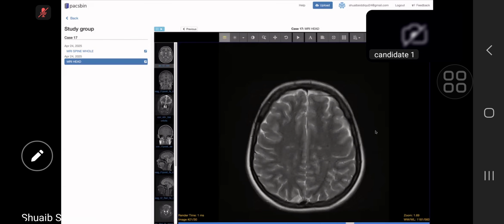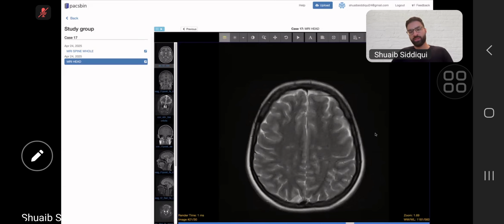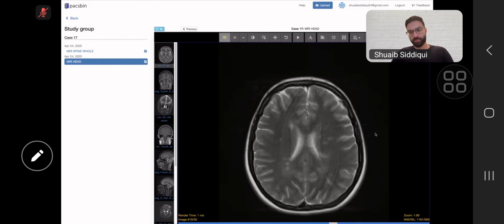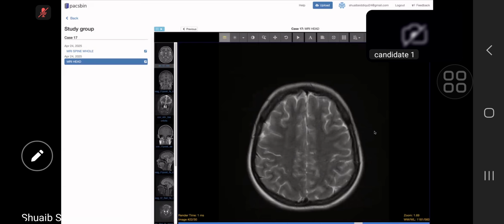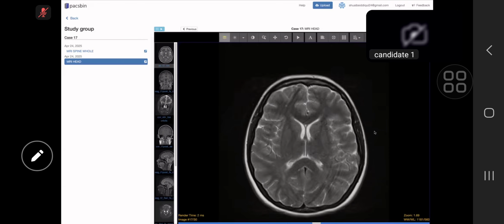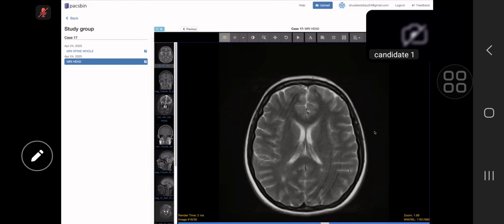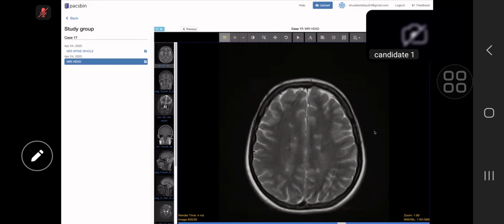T2 and then FLAIR maybe. Okay, here's your axial T2. Please scroll. I've been presented with the MRI axial sections, T2 weighted images, in a lady who has been presented with headache.